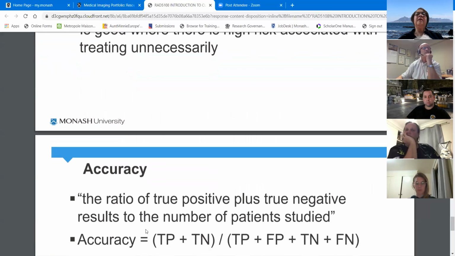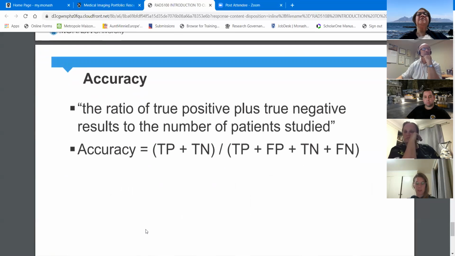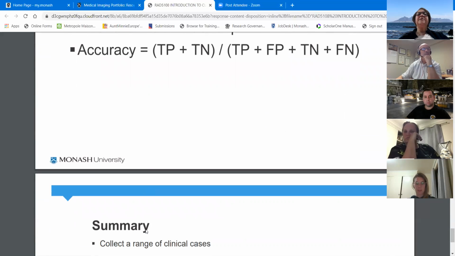And then to work out the accuracy, so the overall accuracy which is the true positive plus your true negatives, and that is then divided over the number of patients that were studied. Any questions around that?